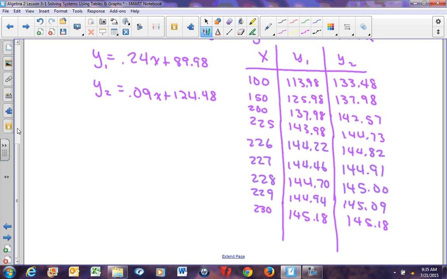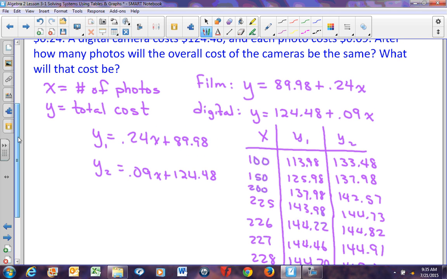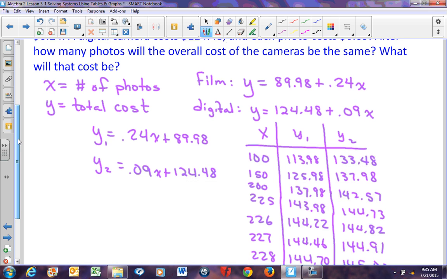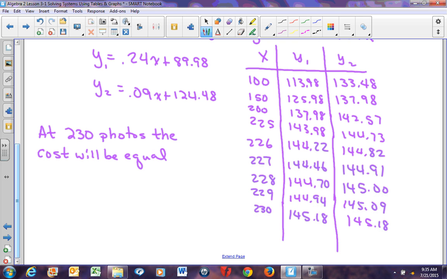So there we have it. We did our table. And normally I wouldn't put that many values in the table, but I was trying to show you how it works. So the question asks us up here, how many photos will the overall cost of the cameras be the same, and what will that cost be? At 230 photos, cost will be equal at $145.18. There you go.